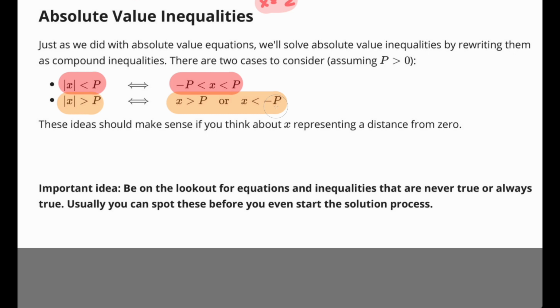Because you're going to need both cases for the problems that we're going to do. These ideas should make sense if you think about x representing a distance from 0. That bottom part, important idea, be on the lookout for equations and inequalities that are never true or always true. Usually you can spot these before you even start the solution process. We're going to do some examples just so that makes more sense with that important idea.